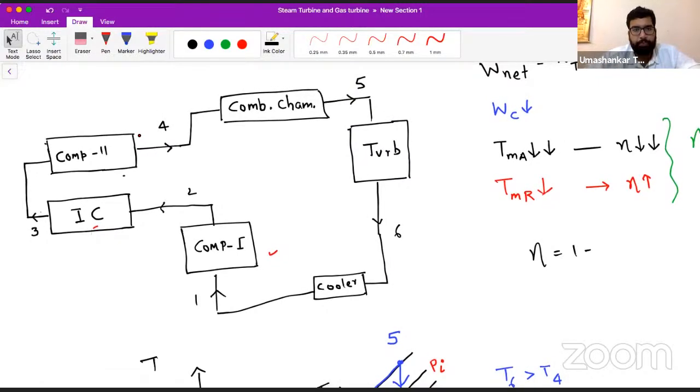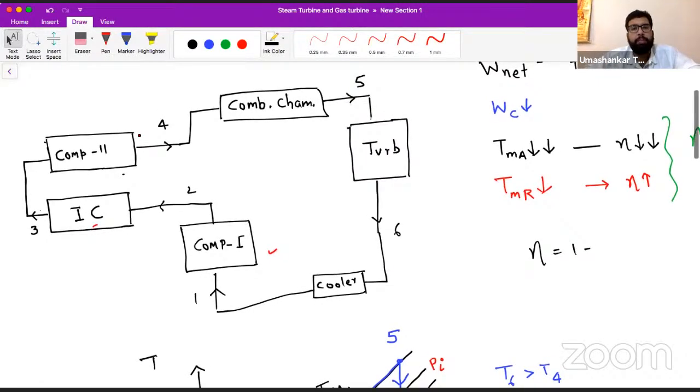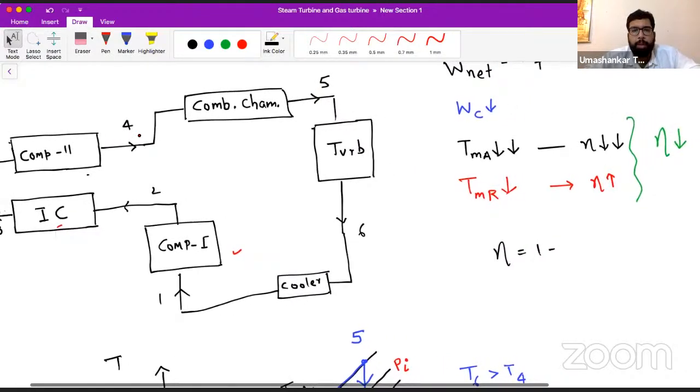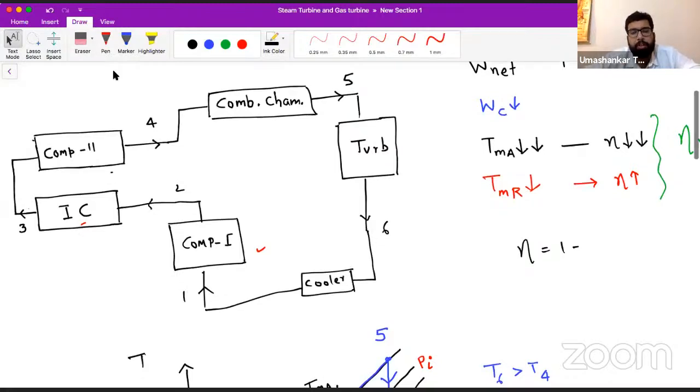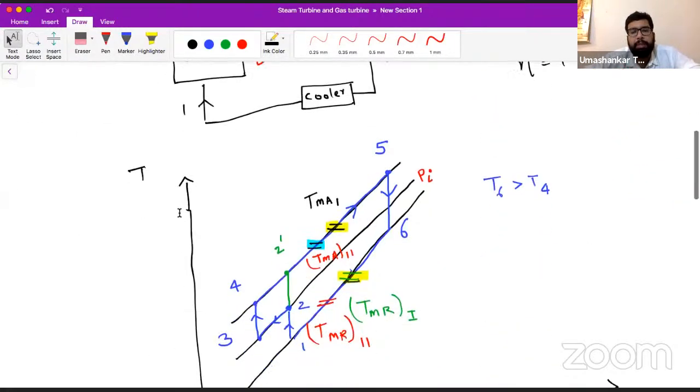increased. After leaving the second stage compressor, it goes to the combustion chamber, where heat is added to it at constant pressure. Then after the combustion chamber, it goes to the turbine, where expansion happens. So we have seen all these things in the previous sessions. This is the TS diagram.